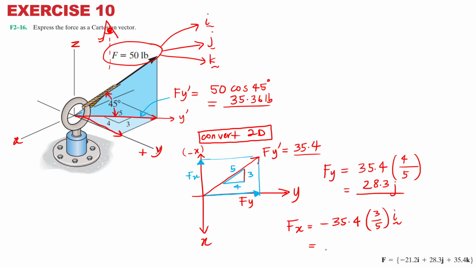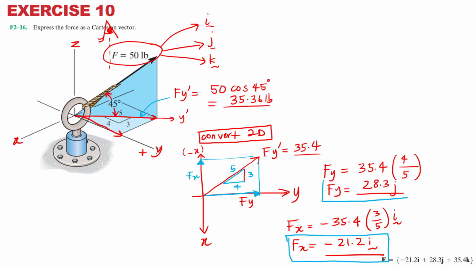So what do we get from here? 35.4 times 3 divided by 5. 21.24 negative, 21.2 I. This is the answer for fx. This is fy. So both things are very important. Make sure you rectangle them, because we are going to use this again.